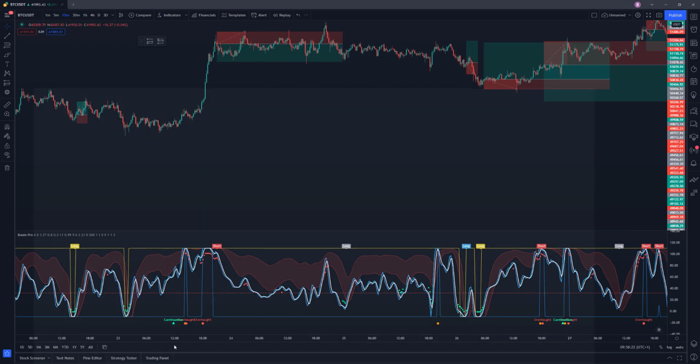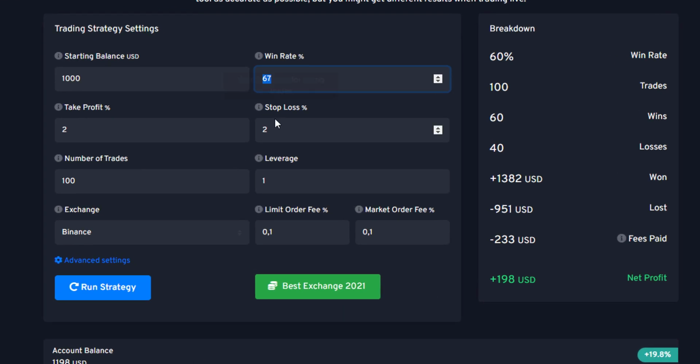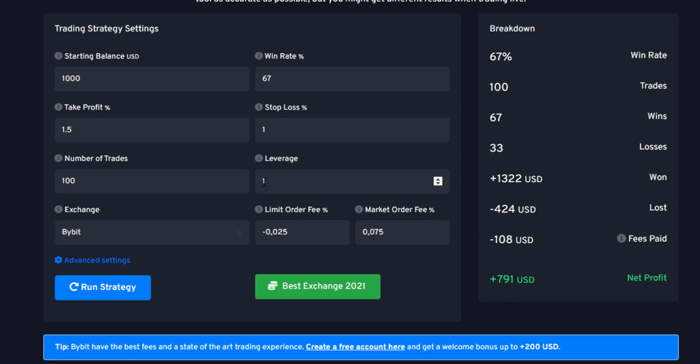And our win rate was 67%. I'm Dutch, so it's always tough. It's 67%. The stop loss was 1%, take profit was 1.5%. If your starting balance was 1K, you traded on BYBIT, and you ran the strategy with only one leverage, you've almost doubled. That's really good. Win rate 67%, guys. Keep that in mind. It's really high with only that indicator.